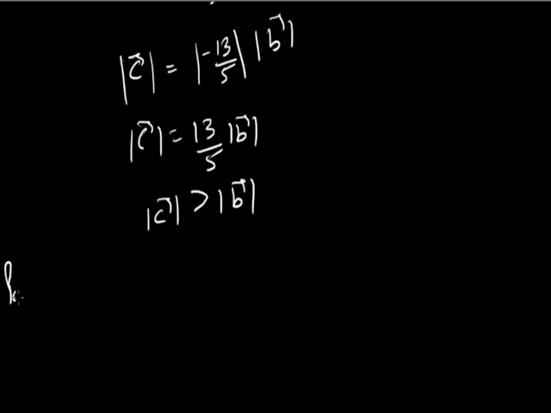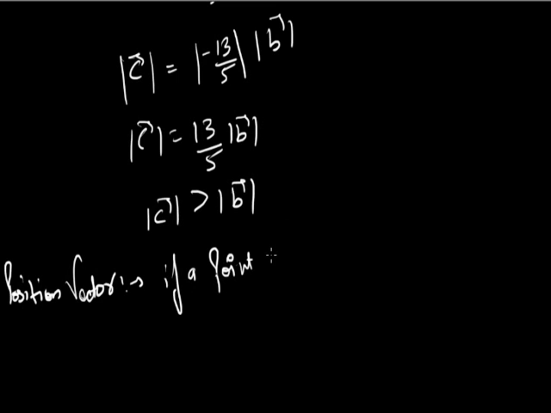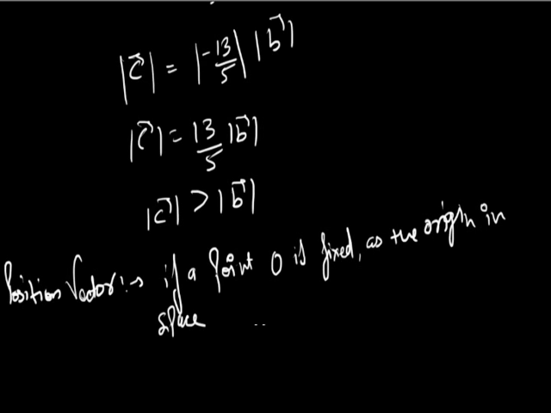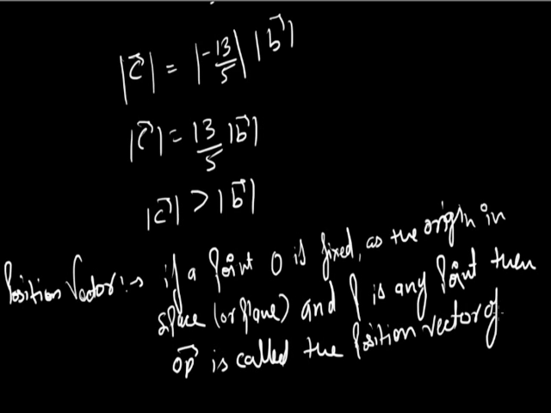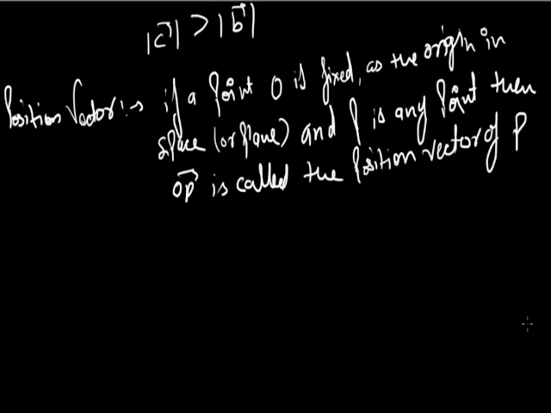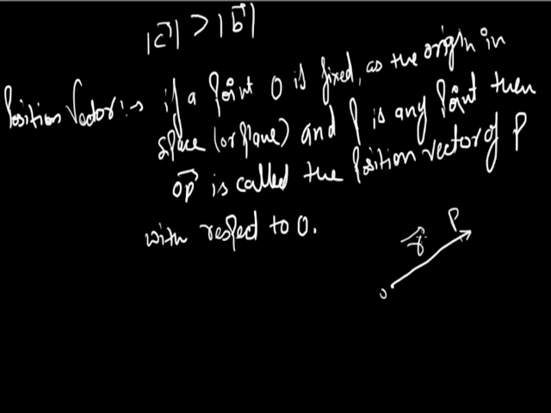Now the next topic is position vector. If a point O is fixed as the origin in space or plane and P is any point, then OP vector is called the position vector of P with respect to O, that is OP equals r vector.